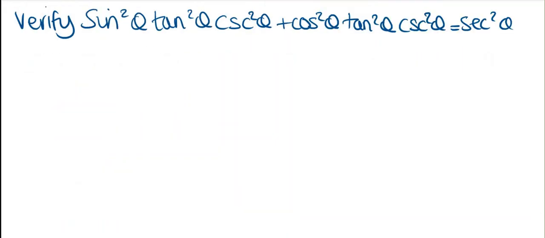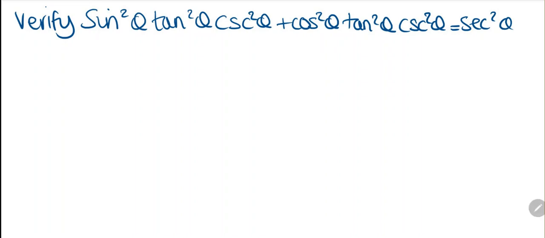Okay, so the next question. Verifying sine squared theta tan squared theta cosecant squared theta plus cosine squared theta tan squared theta cosecant squared theta is equal to secant squared theta. Now this looks very complicated. So we're going to have a look to see what common terms we have.